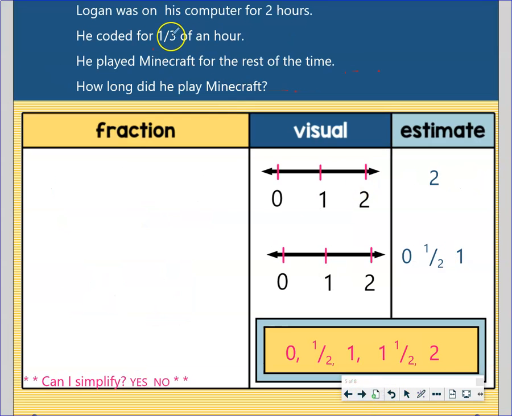All right, this one says Logan was on his computer for 2 hours. He coded for 1/3 of an hour. He played Minecraft for the rest of the time. How long did he play Minecraft? Now this one's a little bit different because it says he was on his computer for 2 hours and he coded for 1/3 of an hour. Not 1/3 of the 2 hours, 1/3 of an hour. So we have to be careful here.